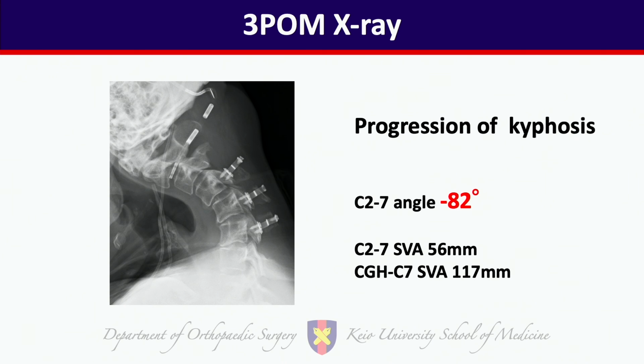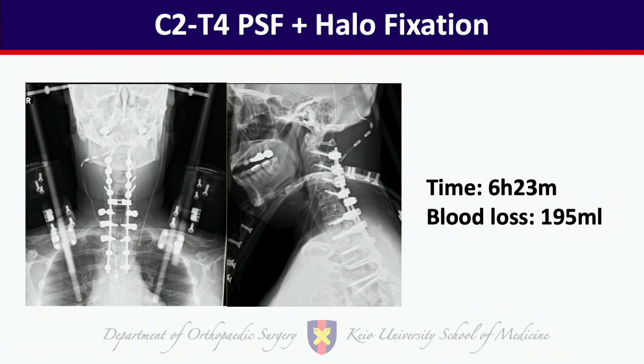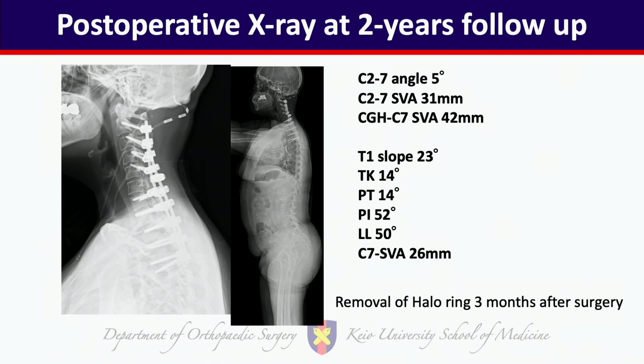3 months later, the kyphosis had progressed. The C2-7 angle had worsened to 82 degrees of kyphosis. CGH C7 SVA was 117 millimeters. We tried halo traction for 4 weeks. Kyphosis was corrected to 16 degrees of kyphosis. After that, we performed a posterior spinal fusion from C2 to T4. Additionally, halo fixation was performed post-operatively. We removed the halo ring 3 months after surgery. The alignment of the cervical spine improved to a lordosis of 5 degrees. This is similar to the preoperative condition.